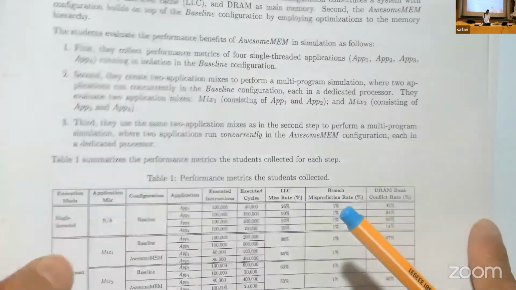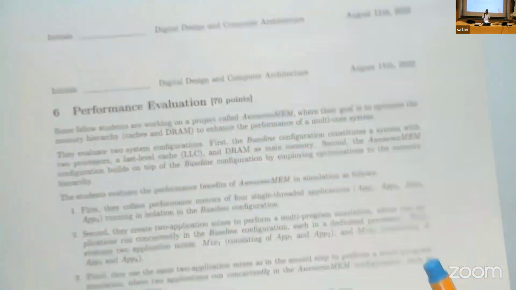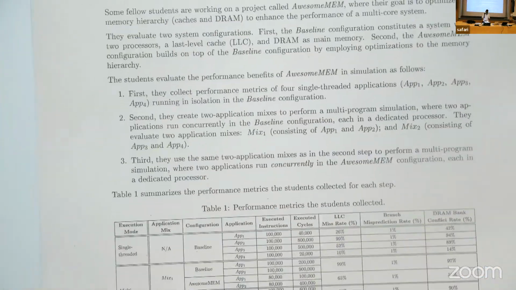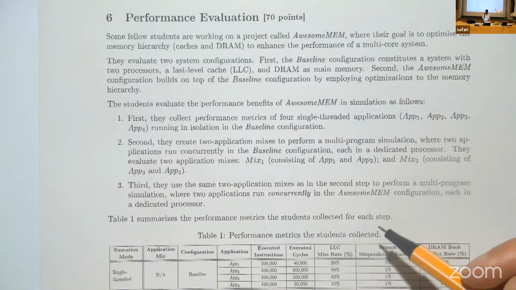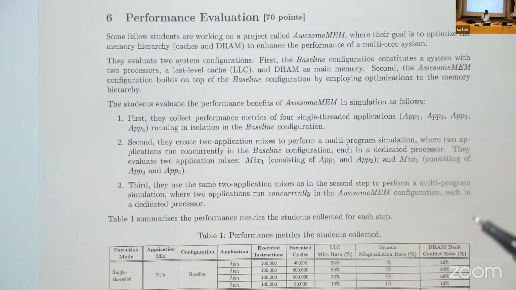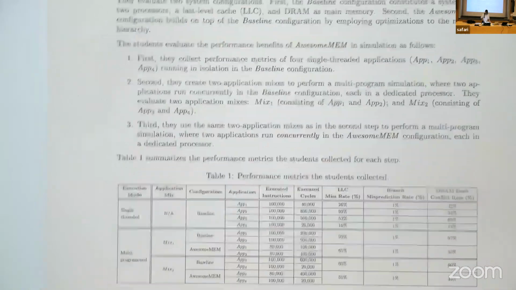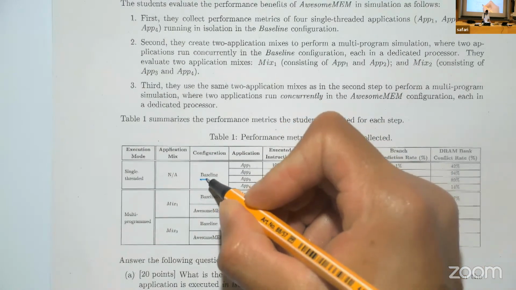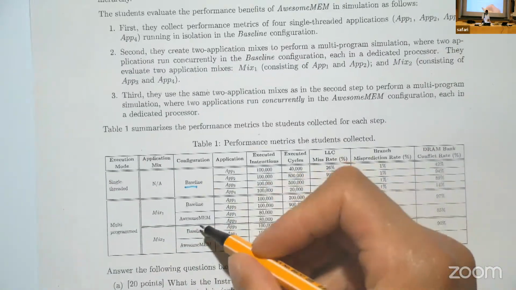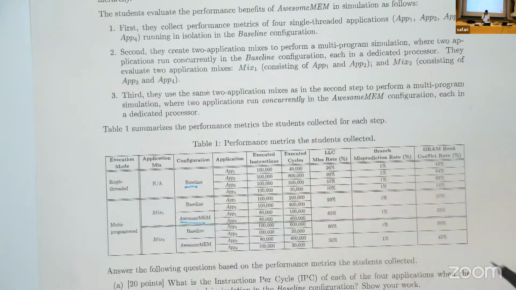So this is the classic performance evaluation question. In the introduction, it tells you that you are working on a project called Awesome Memory, where your goal is to optimize the memory hierarchy for a particular multi-core architecture. Basically, you are evaluating two different systems: one system that is the baseline system, and the other system that is this AwesomeMem system.